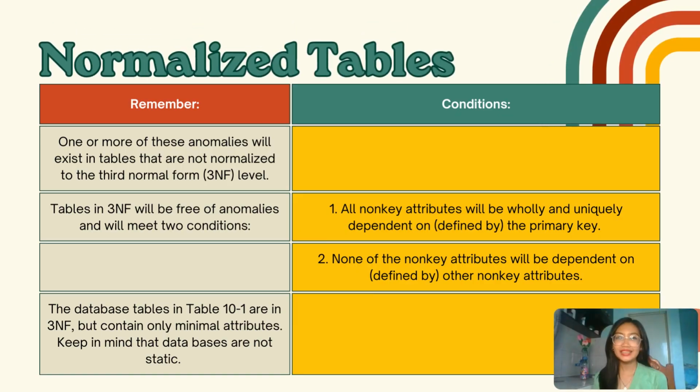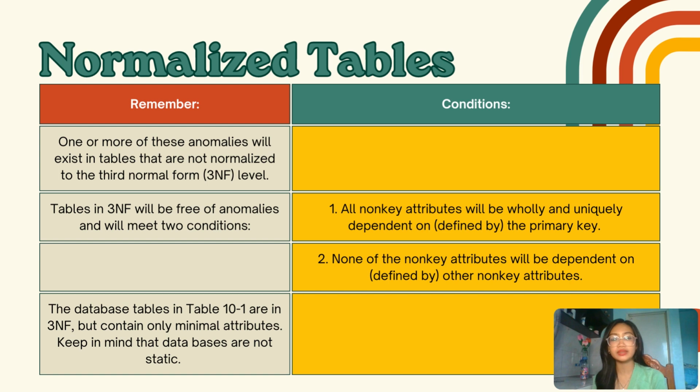Lastly, for my part is the normalized tables, and here are the things to remember. One or more of these anomalies will exist in tables that are not normalized to the third normal form or 3NF level. And second, tables in 3NF will be free of anomalies and will meet two conditions. One, all non-key attributes will be wholly and uniquely dependent on, defined by, the primary key. Second, none of the non-key attributes will be dependent on or defined by other non-key attributes.